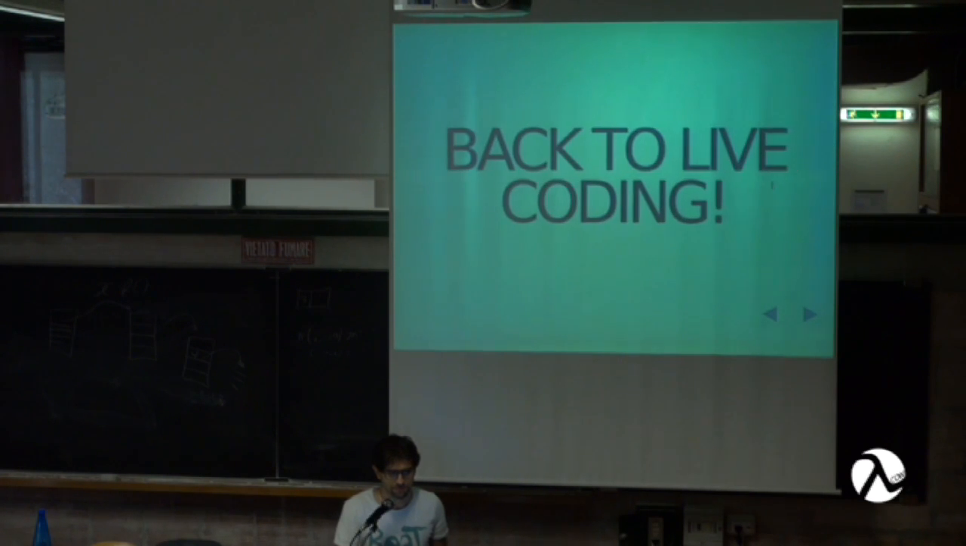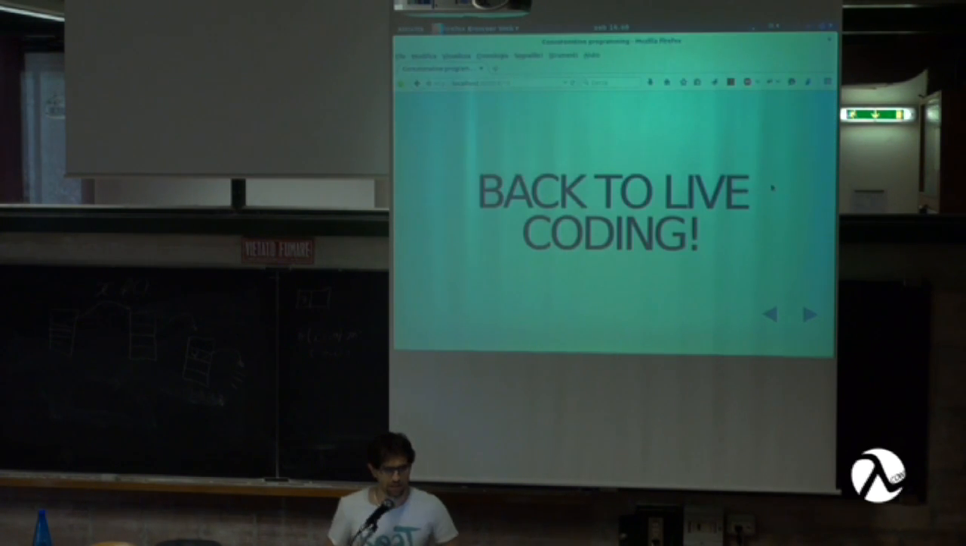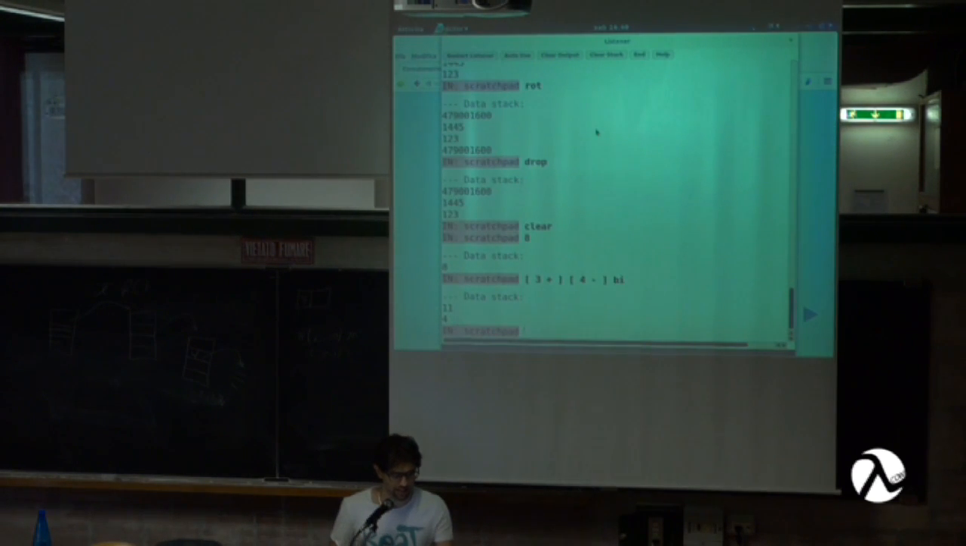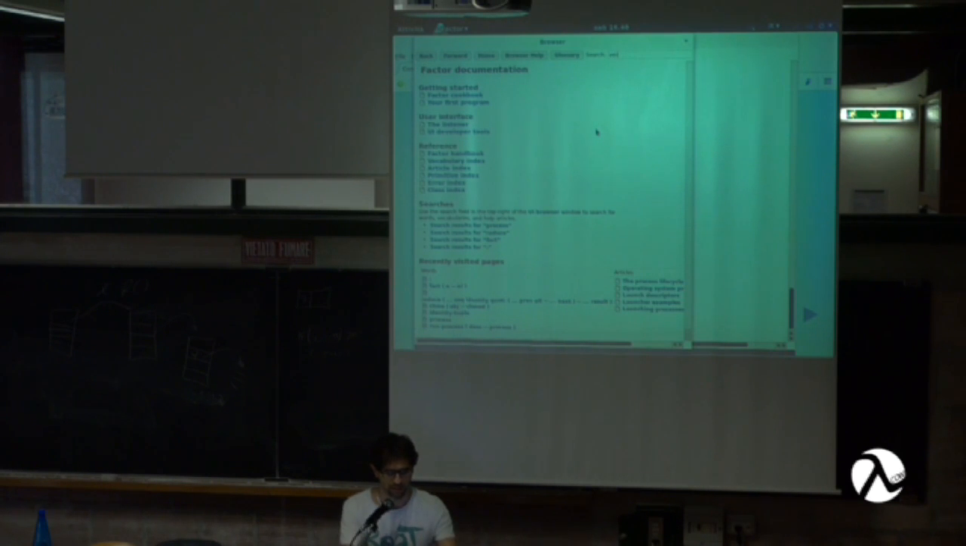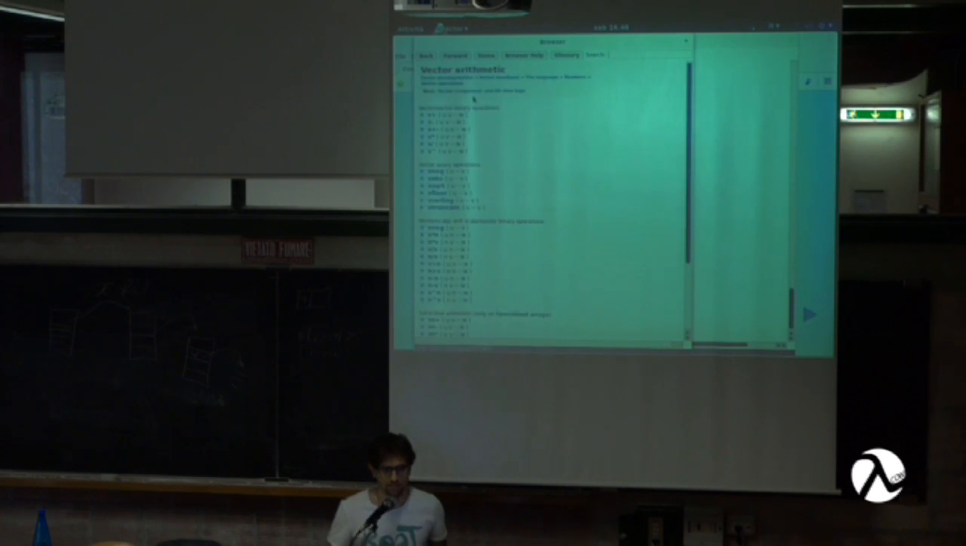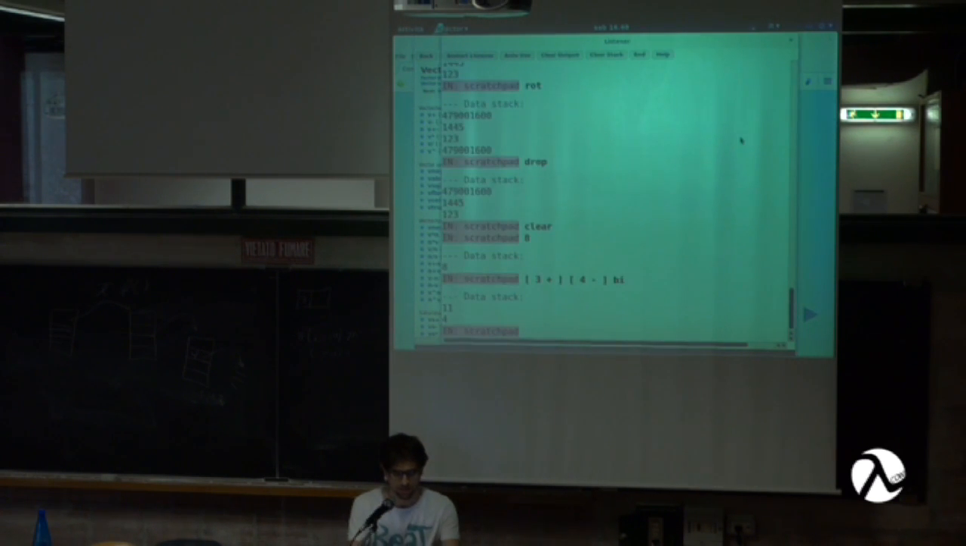So back to live coding. Let us try to do this together. The first thing I would do is to look for something like vector arithmetic, because we have to sum and divide vectors. And well, we are lucky. There are already functions to do vector arithmetic, which are called just V+, V/, and so on. So it's like the plus, minus, and so on, but prefixed by V. So we can do something like this.